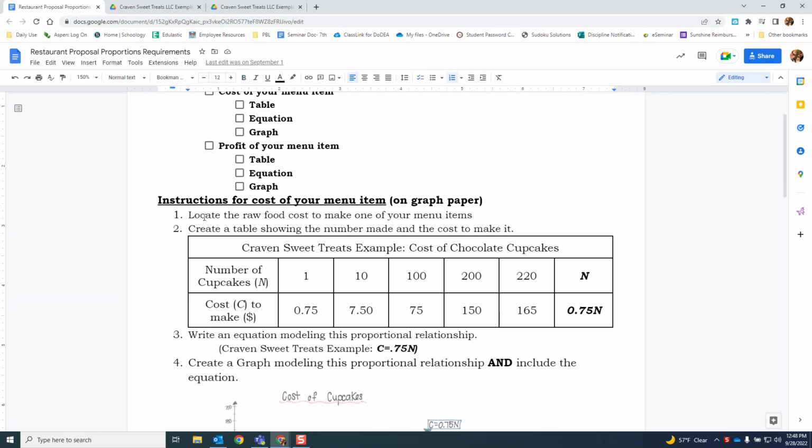All right, so the instructions for the cost of the menu item: you are going to be doing this on graph paper. So you need your own piece of graph paper. If you don't have one, please ask a friend, or there might be some underneath the telephone at the front of the classroom in the trays.